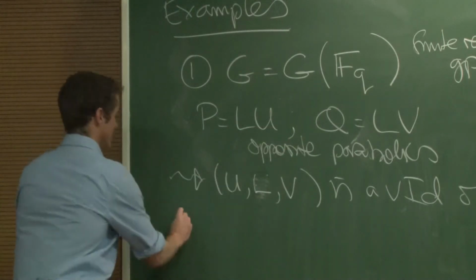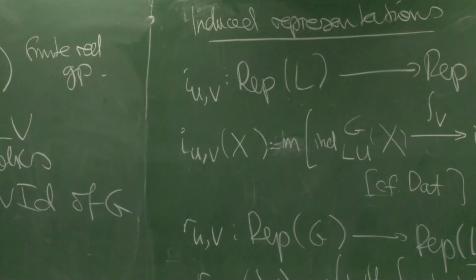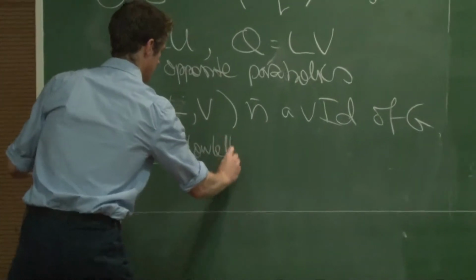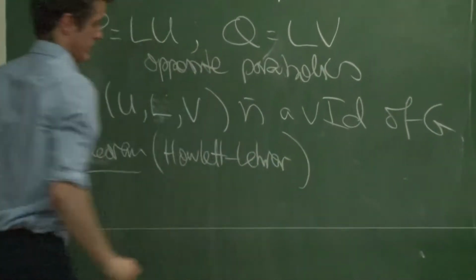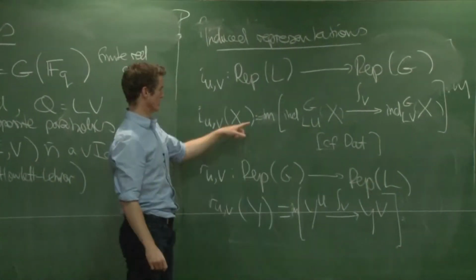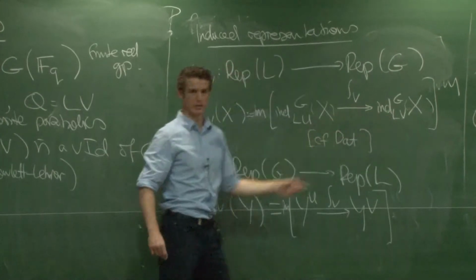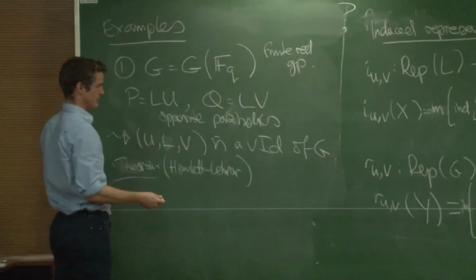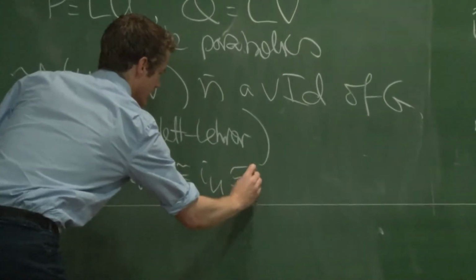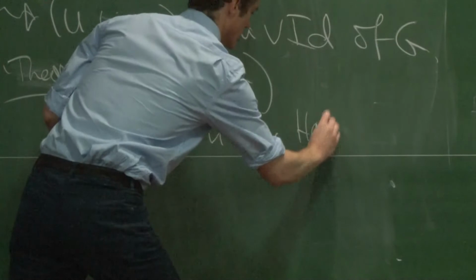So I get a functor like that. What is that functor? Well, there's a theorem of Lehrer and Howlett, which says that in this case here, these intertwining operators are always isomorphisms. So the image of this isomorphism is the whole thing. So in this case, we just get the ordinary parabolic induction. So let me just write it like that. I_{U,V} is isomorphic to, let me just say, I_U. In the context of finite reductive groups, they're often called Harish-Chandra functors, Harish-Chandra induction.